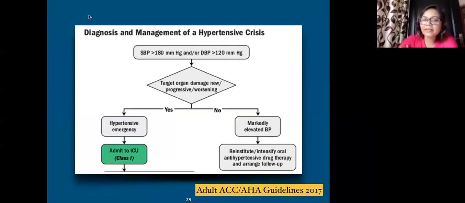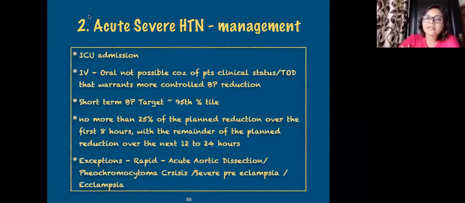Yeah, so if it is a hypertensive emergency, you directly admit to ICU and manage the patient simultaneously, or in the phase of stabilization itself, you can start your work. So what do you do in the ICU? Do you give IV or oral medications? IV is generally indicated only when oral is not possible, or if you have target organ damage which is looking at your face and warrants more controlled BP reduction.